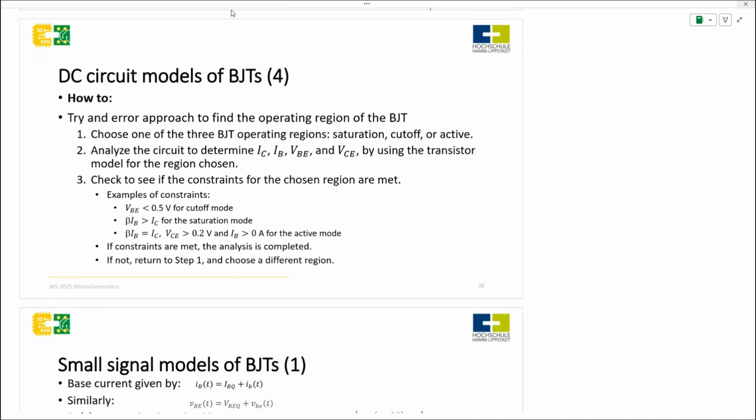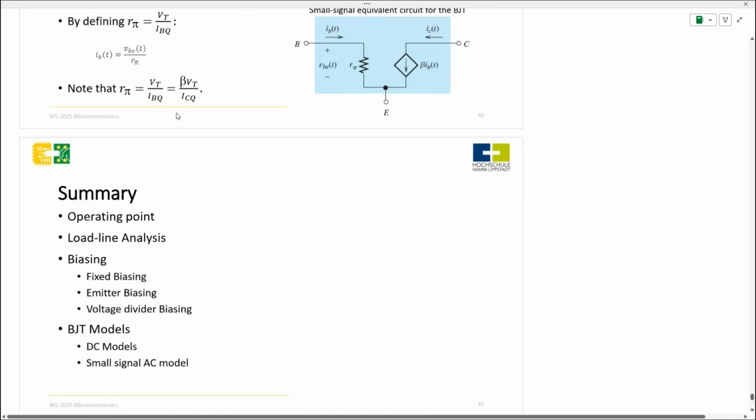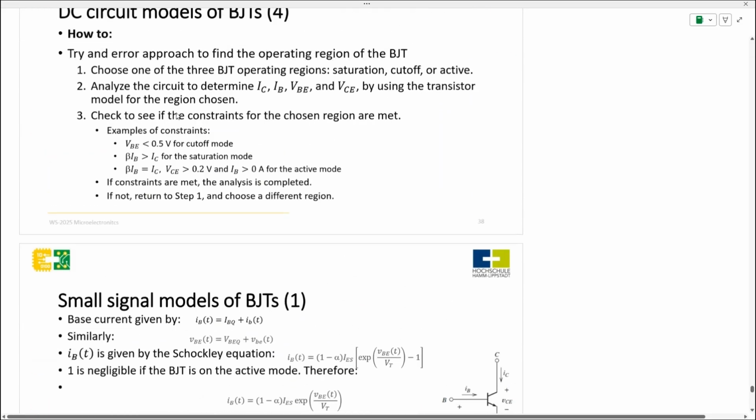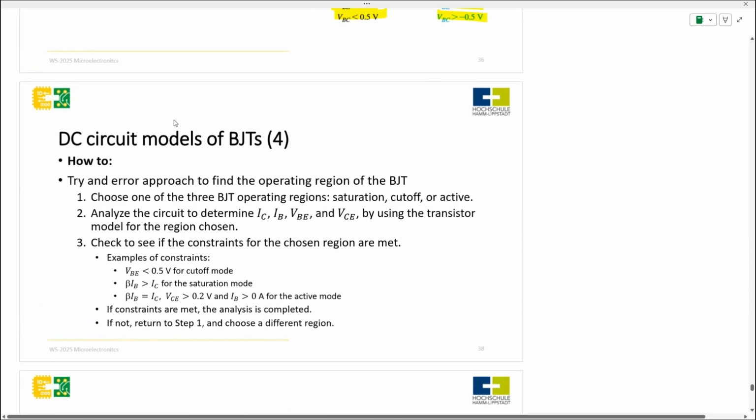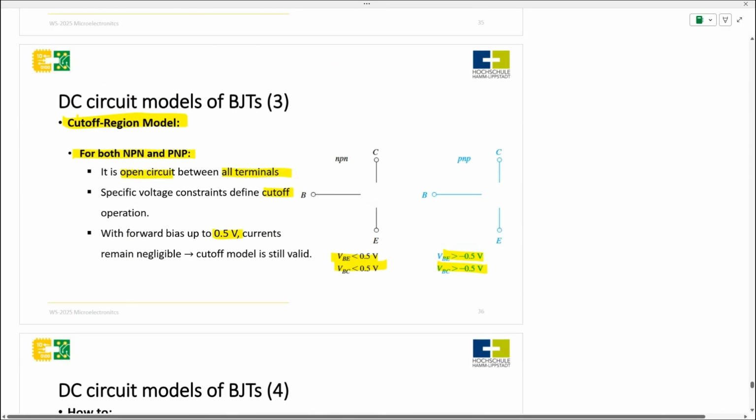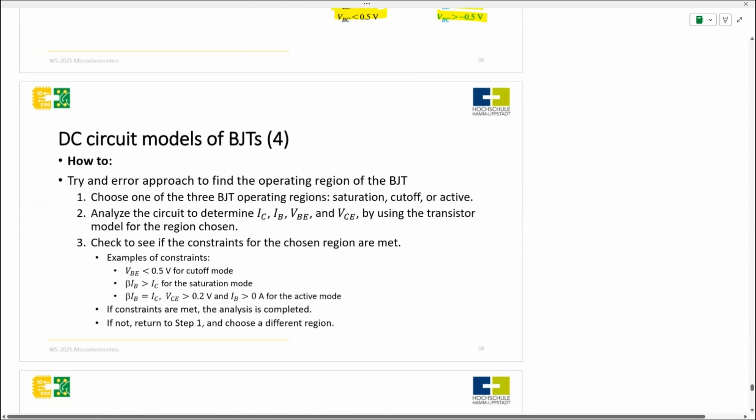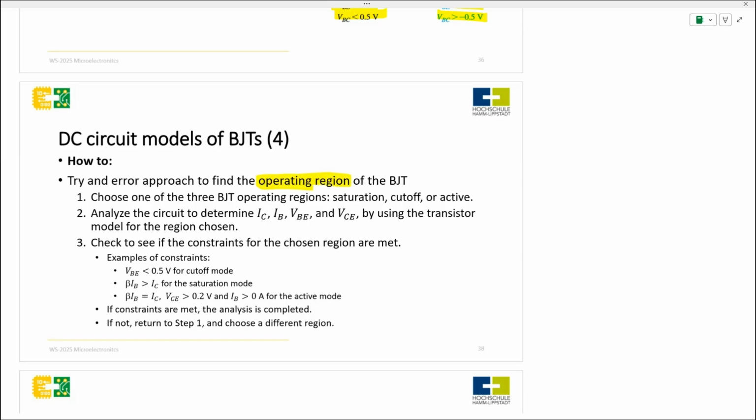Okay, and finally, the final part. So you have your how-to: the DC circuit model of the BJT. So a trial and error approach to find the operating region of the BJT. This is how to do our calculation. So let's read them. A trial and error approach to find the operating region. So you want to find the operating region.